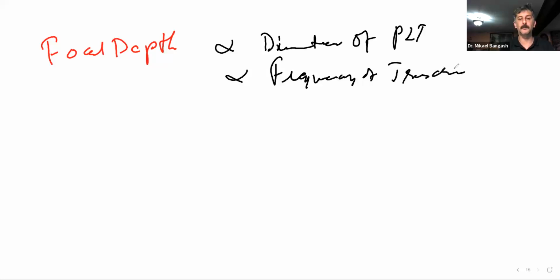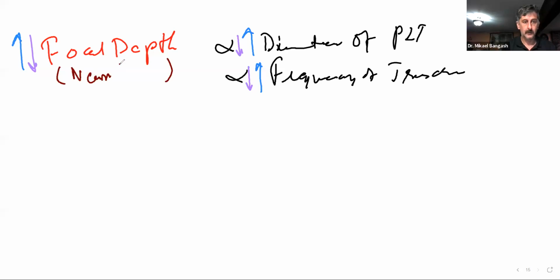What does it mean to be directly proportional? If either or both of these increase, this will increase; if either or both of these decrease, this will decrease. That was the factor related to your focal depth, which is in the near zone of the beam.